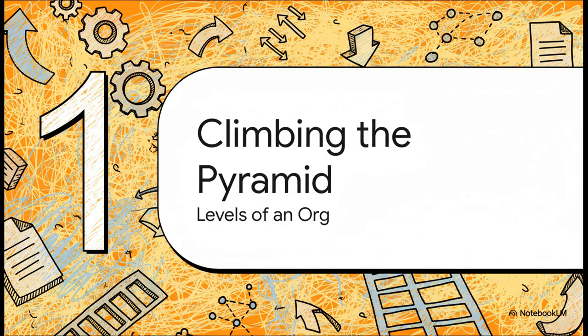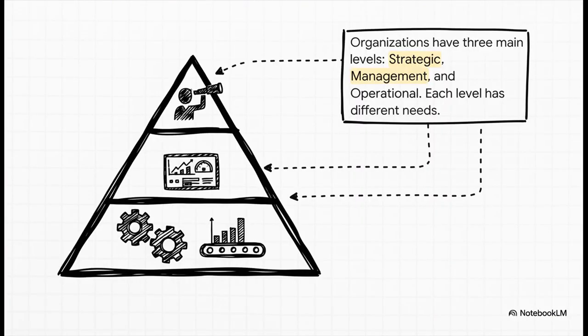Okay, let's dive in. The best way to really get how these different systems serve an organization is to picture it as a pyramid. Seriously, this model is your key to unlocking this whole topic. So way down at the bottom of this pyramid, that's where all the daily stuff happens, the operations. Then, in the middle, you've got your managers, the ones who monitor and control everything. And right at the very top, you have senior leaders making those big, long-term strategic decisions. And what we're going to do is climb this pyramid together, one level at a time.